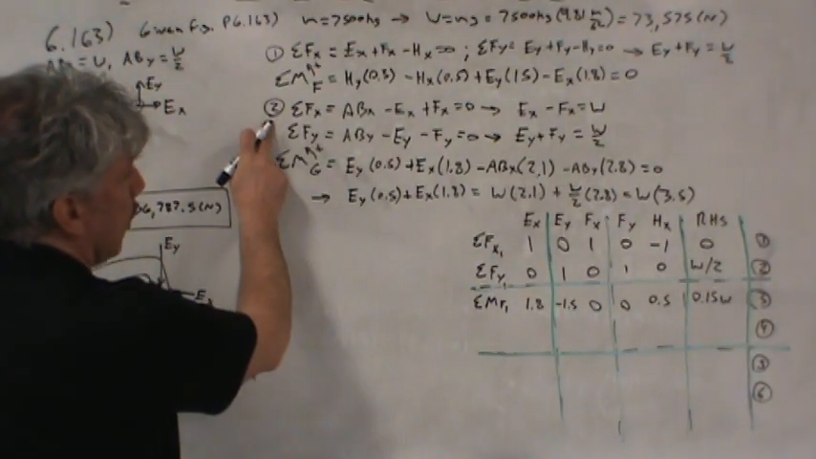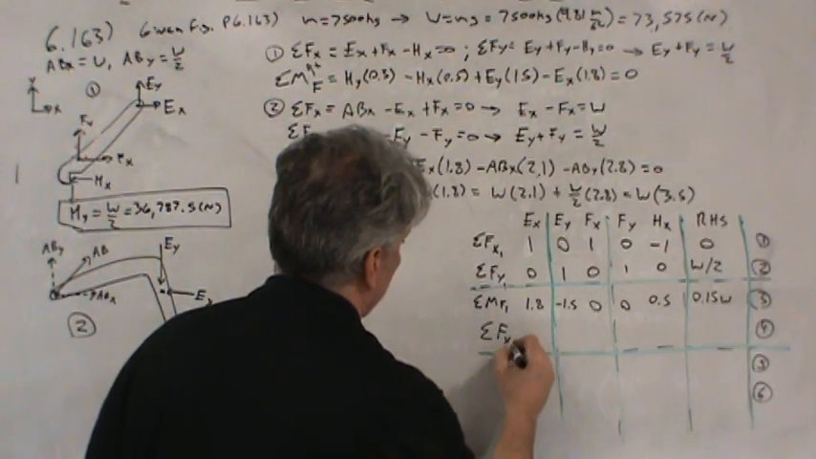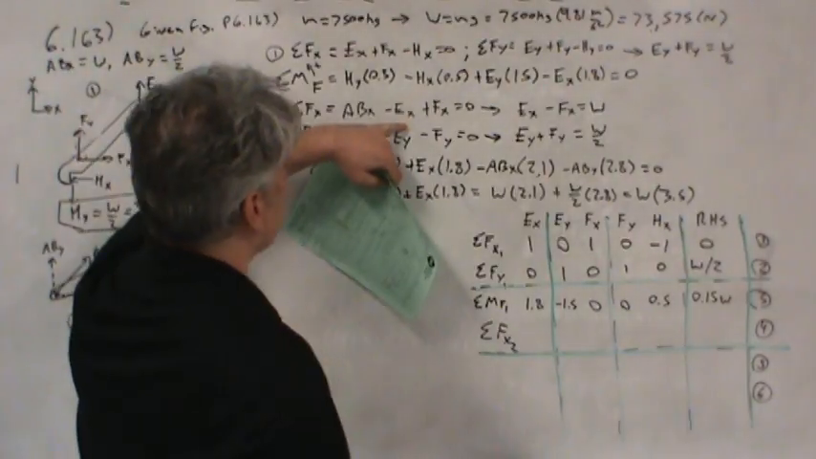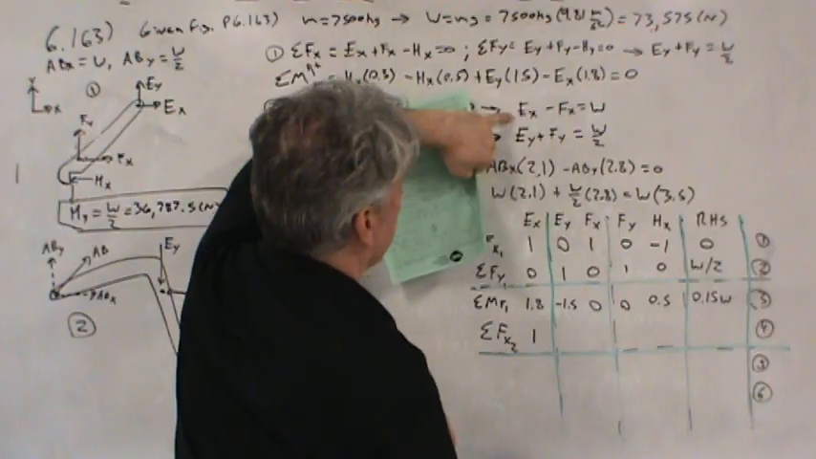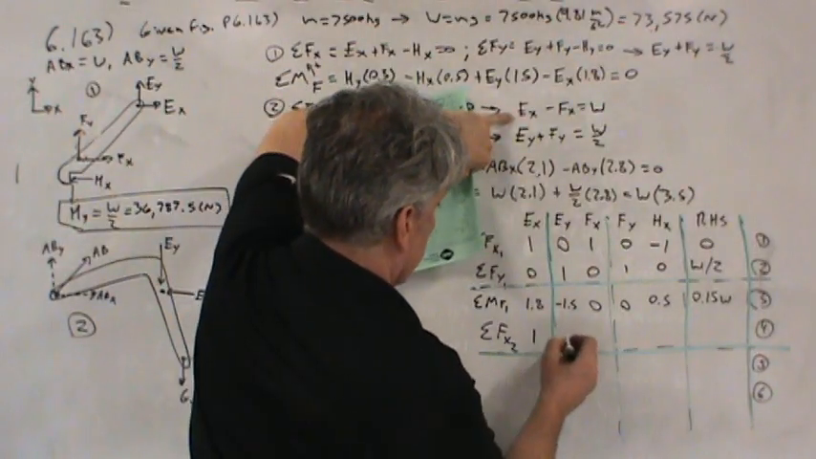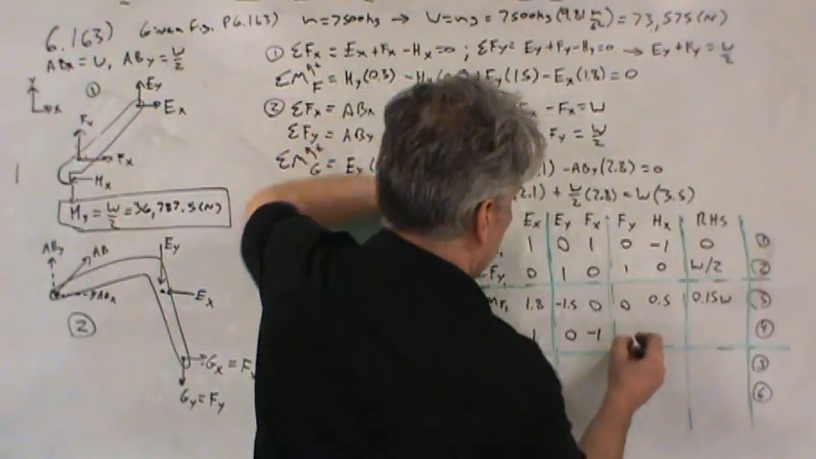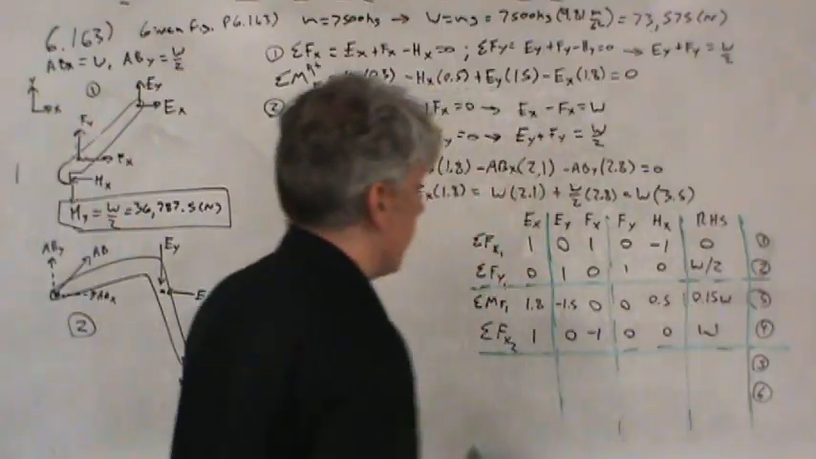For body 2, I decided the next equation, equation 4, is the sum of forces in the x direction for body 2. Does it have an Ex? Yes, it does. It's right here. So Ex has a factor of 1. There's no Ey. There is a negative 1 Fx. Nothing for Fy or Hx. The result then is W.